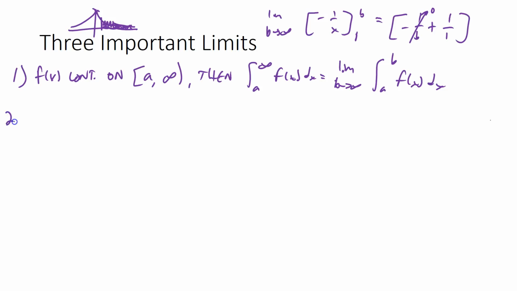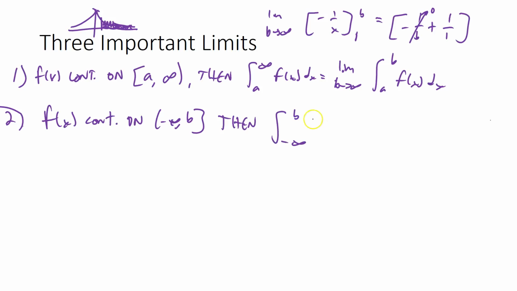So the next one, if f of x is continuous on negative infinity up to b included, then we can integrate the other way. We can integrate from negative infinity to b, f of x dx would be the limit as a approaches negative infinity, integral from a to b, f of x dx. So you can do one side or the other side, you can do both sides.